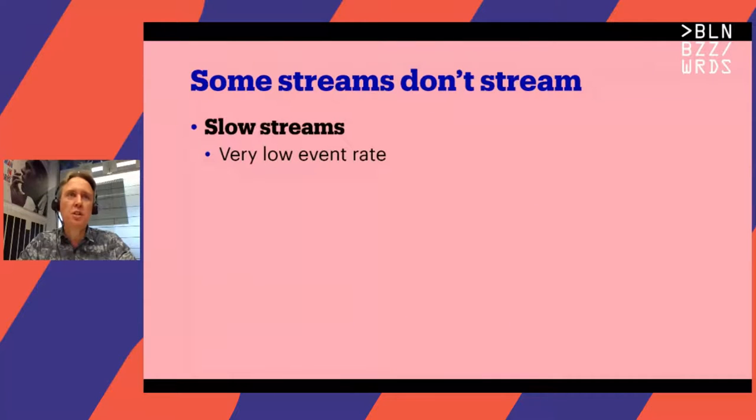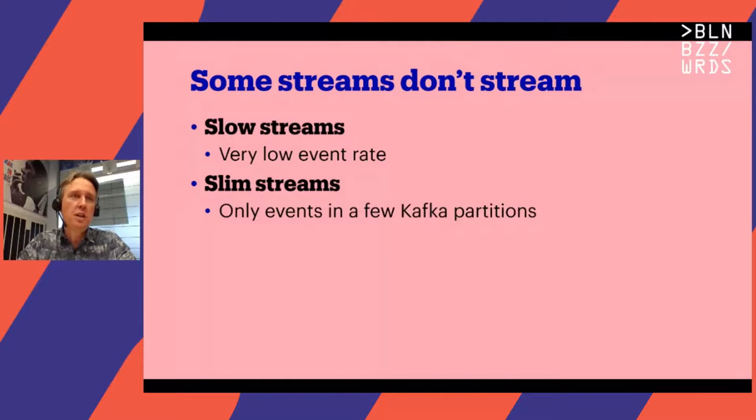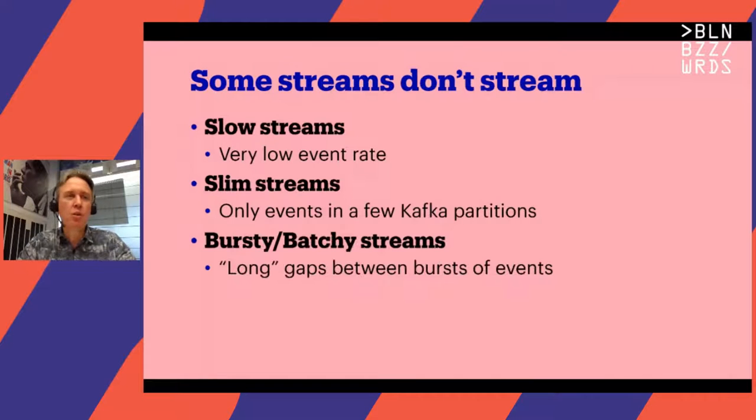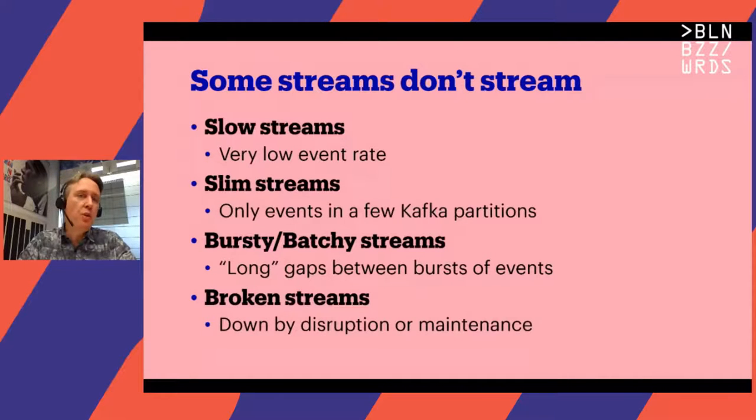The first is slow streams, streams with a very low event rate. The second is slim streams, streams that only have events in one or a few Kafka partitions. There are streams that I call bursty or batchy, where you have bursts of events and then long gaps in between those. This is by design, usually. And there are broken streams, also with large gaps, but now caused by disruption or by maintenance.